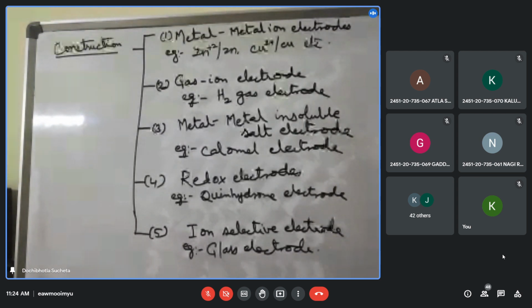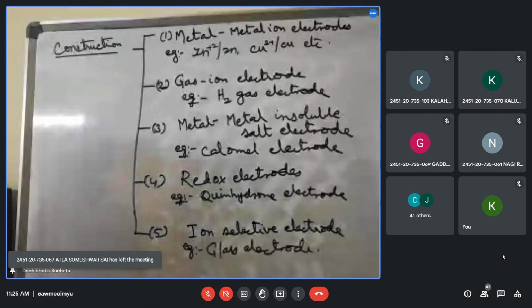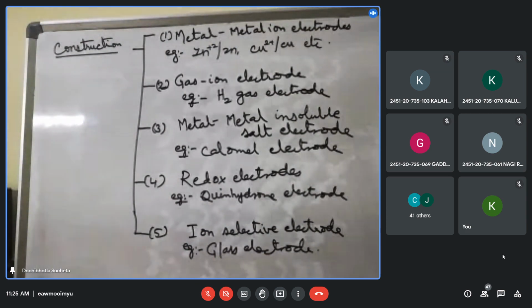So can I say that a metal or non-metal at two different concentrations, if it is in contact, can form an electrode? That is exactly what it is. If a metal or a non-metal is having an equilibrium at two different oxidation states, that forms an electrode.